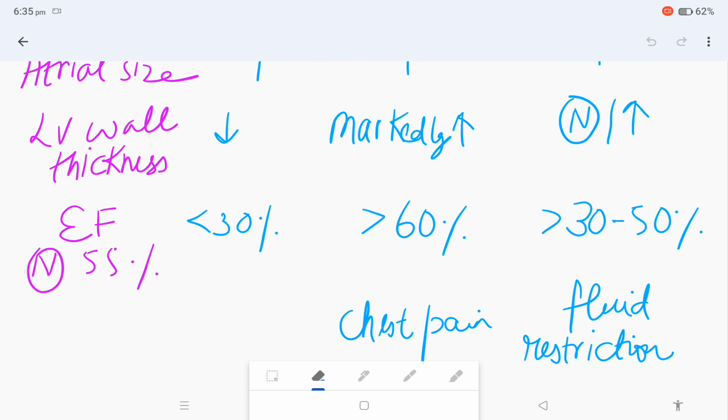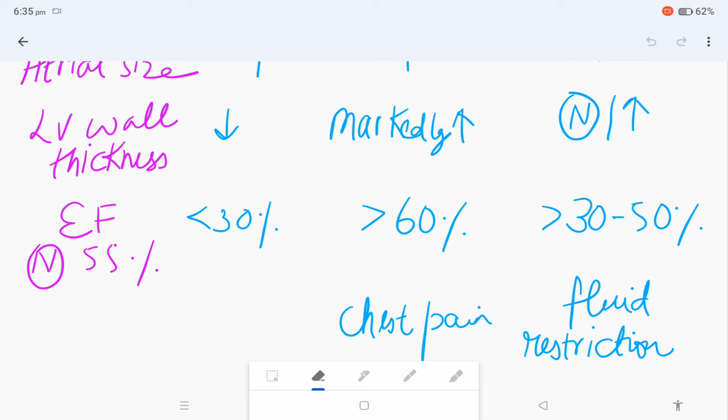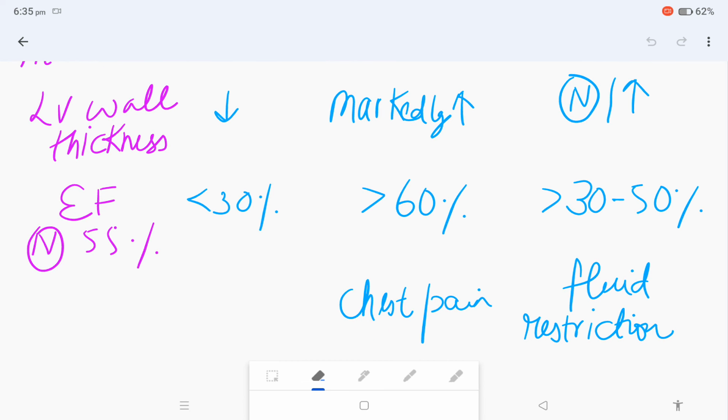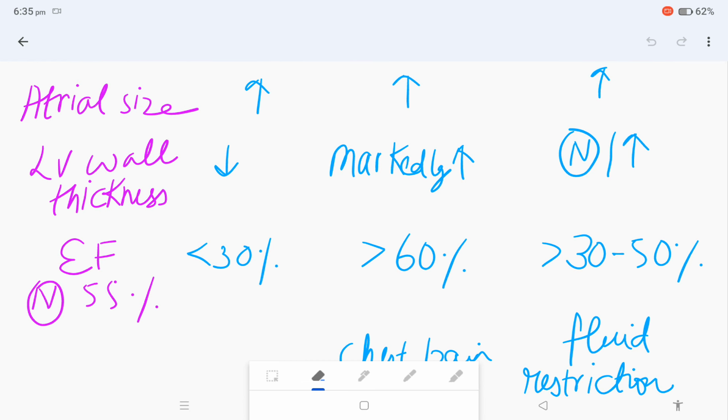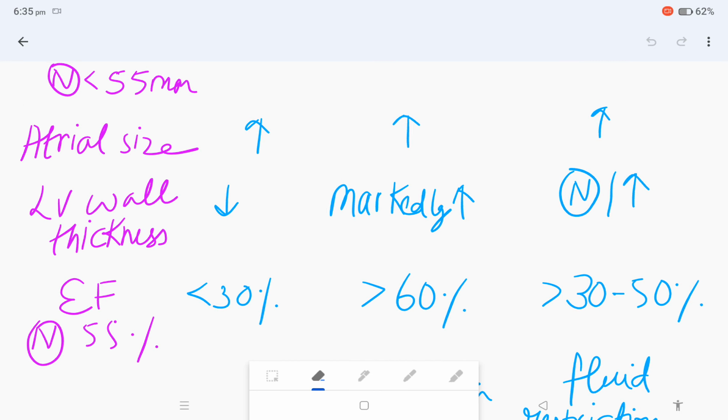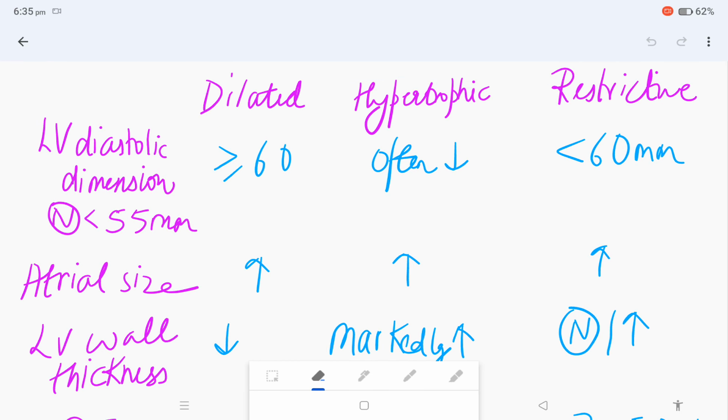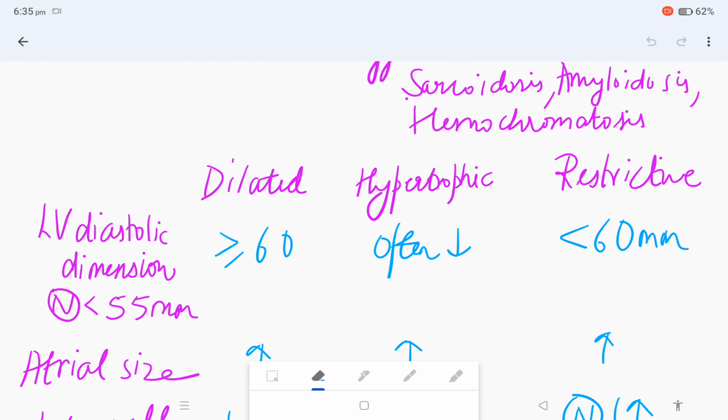And the symptoms which we see in hypertrophic are chest pain and dyspnea in the HOCM, and in the restrictive one we will have fluid retention. Fluid retention should be there, restriction is mentioned. So that is all about the cardiomyopathies which we need to remember for exams.